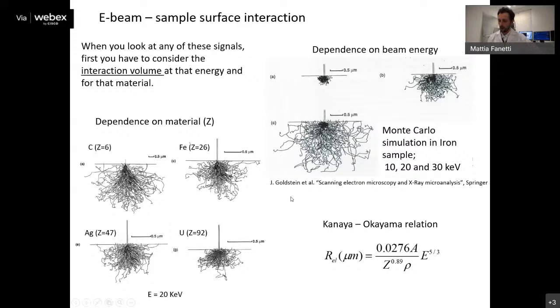Okay. The Kanaya-Okayama relationship, which is this, will tell you how much is the so-called electron range or interaction volume. Okay? And as you can see, it depends on atomic number, Z, atomic mass, A, and very important, also the density of the material, and of course the energy of the beam. Okay?